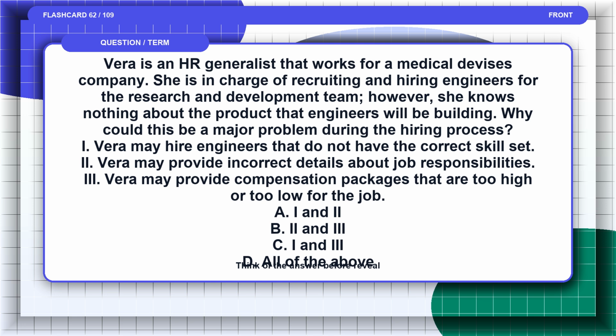A. Vera may hire engineers that do not have the correct skill set. B. Vera may provide incorrect details about job responsibilities. C. Vera may provide compensation packages that are too high or too low for the job. D. A and B. E. B and C. F. All of the above. Pause and think of the answer before the reveal.